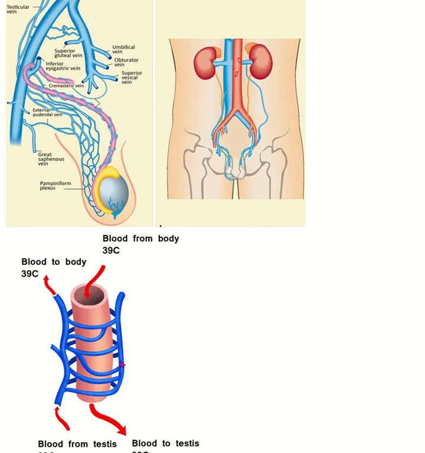There is a role of temperature regulation by the pampiniform plexus, which actually helps to lower the temperature within the scrotum. How do we do this? The pampiniform plexus is a venous network. It consists of veins that surround the testicular artery.